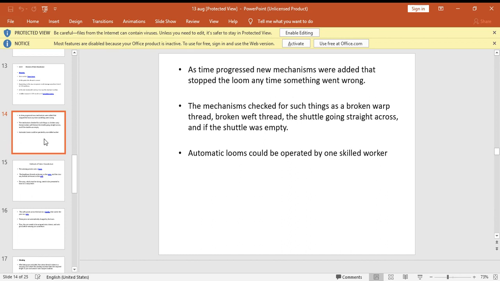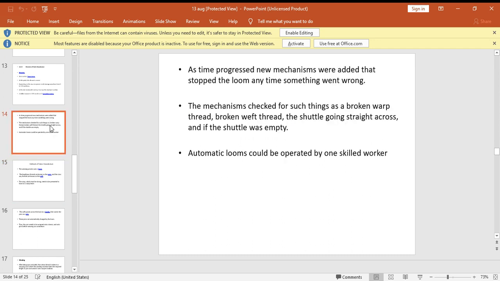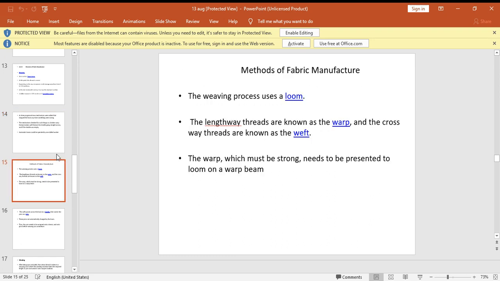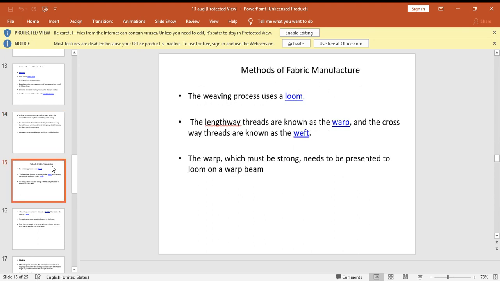As time progressed, new mechanisms were added that stopped the loom anytime something went wrong. These mechanisms checked for such things as a broken warp thread, a broken weft thread, the shuttle not going straight across, and if the shuttle was empty. Automatic looms could be operated by one skilled worker.